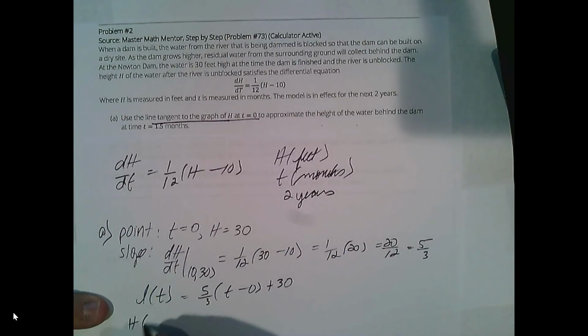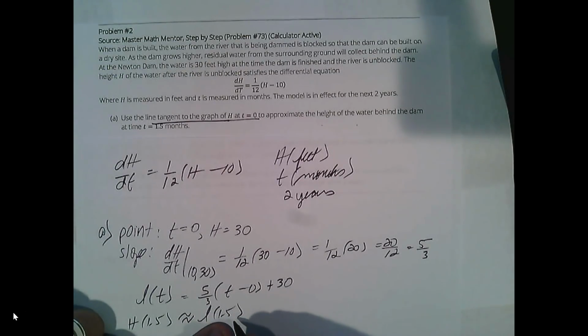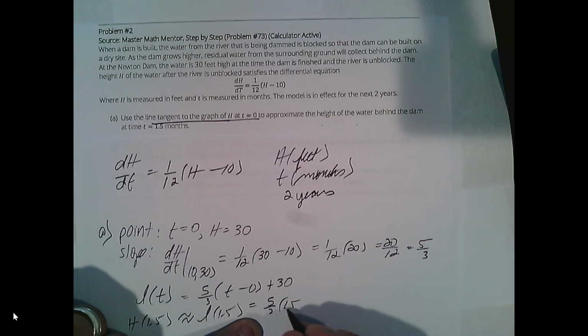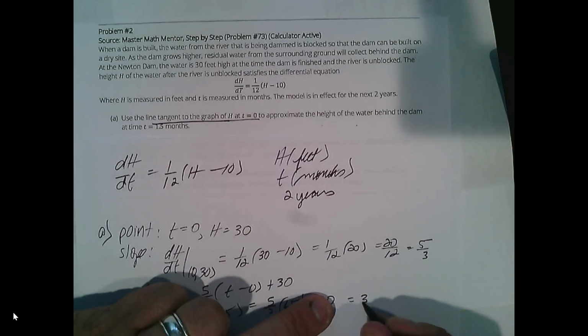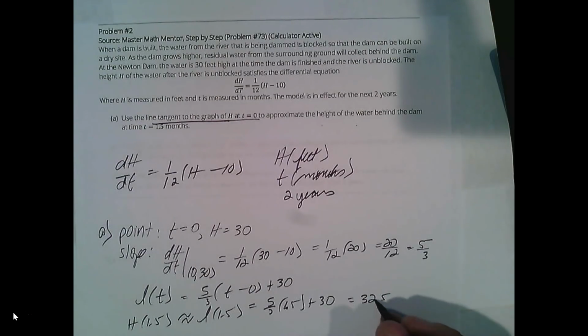They want me to approximate the height at 1.5. The height at 1.5 is approximately the value I get from my tangent line at 1.5, which is 5/3 times 1.5 plus 30. I don't care what it simplifies to. For those of you that are hungry for that, 32.5, and the units would be feet.